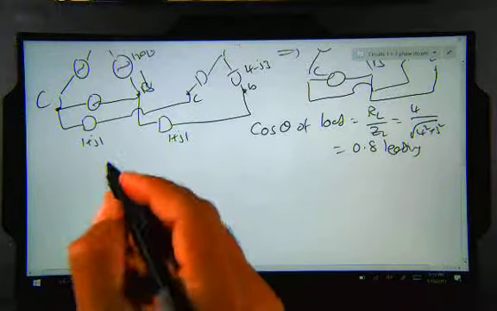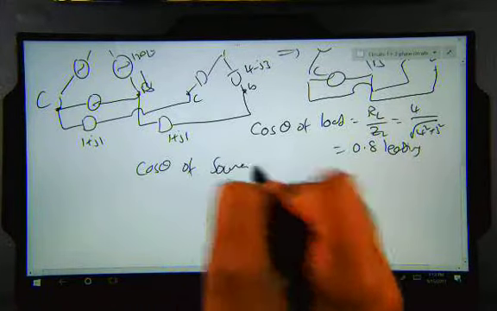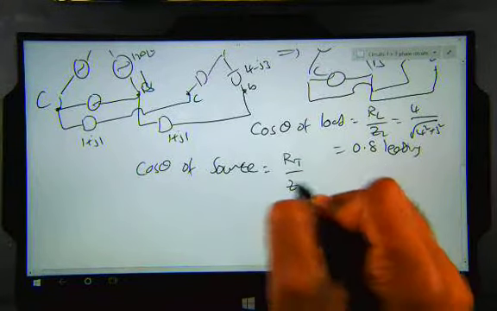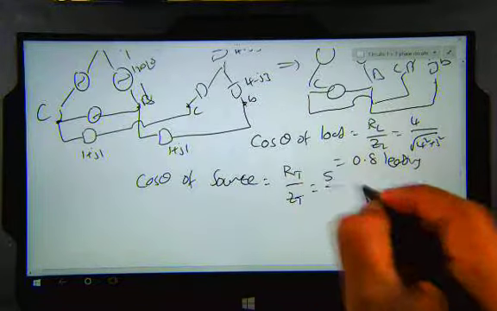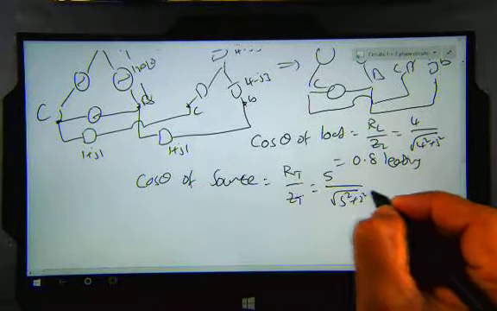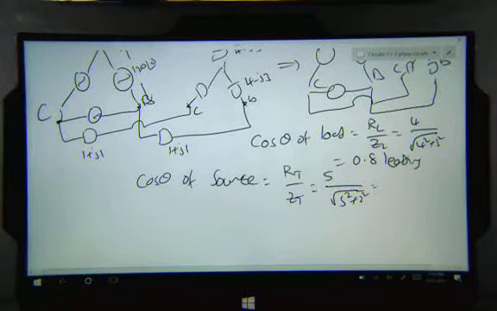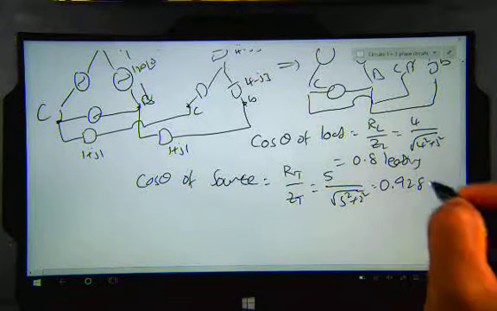In the same way, cos theta of the source. When we look from the source point of view, this is R total over Z total. We have R total as 5 ohms and Z total as the square root of 5 squared plus 2 squared. That value is 0.928. Still it is leading.